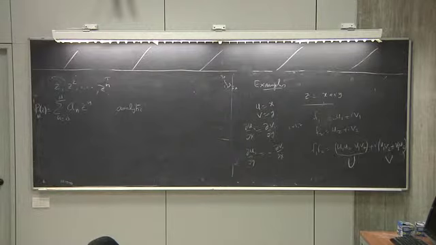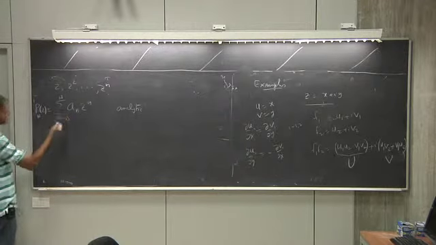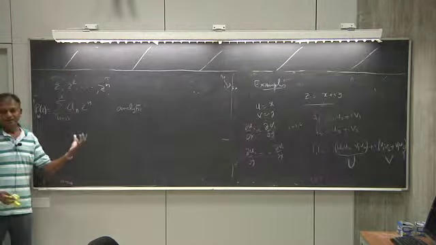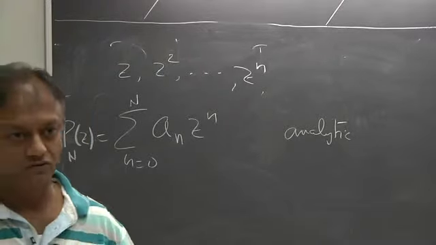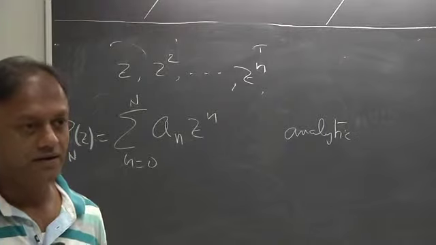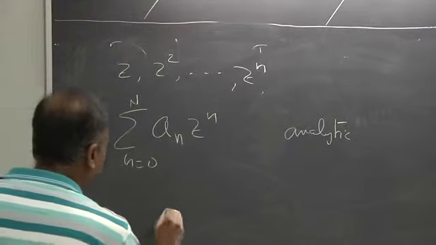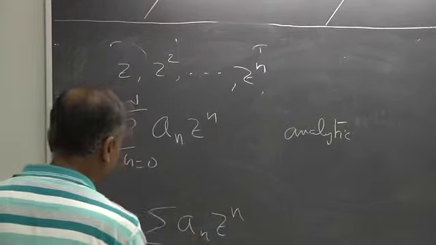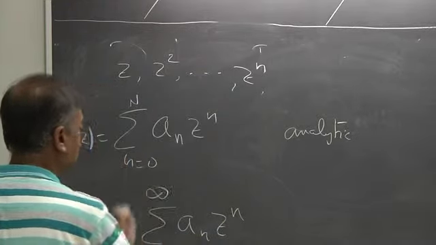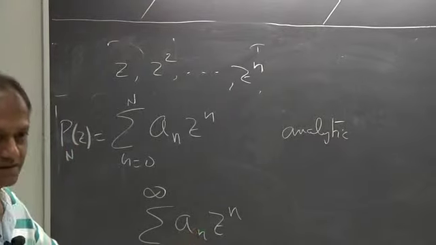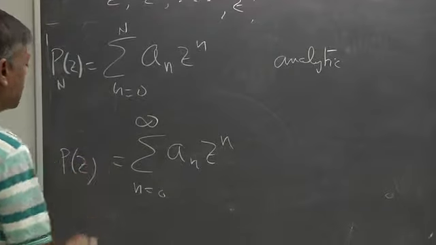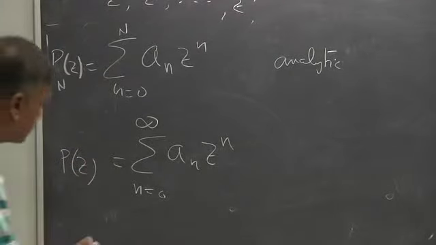And also this series could also be infinite. I mean, this n could also go to infinity. Of course, then it may not converge. So you have to have convergence conditions and so on. So an infinite series, a power series, n going from 0 to infinity, okay? If it is convergent, right, then it will define some function, say call it P of z, if it is convergent. So I'm assuming this is convergent.